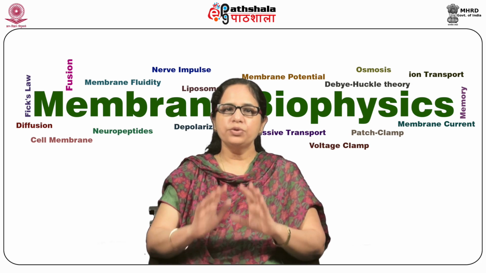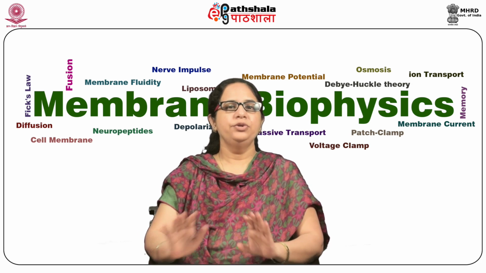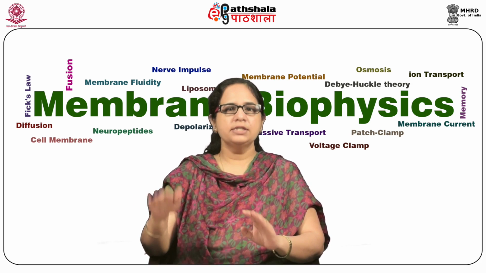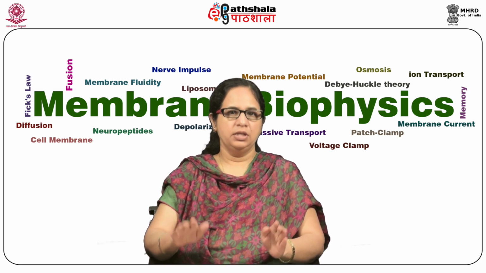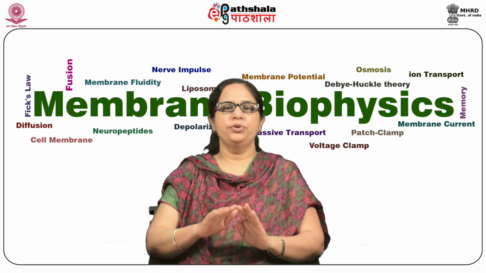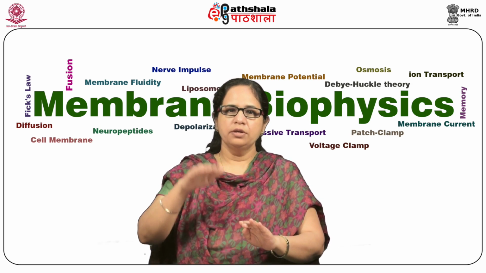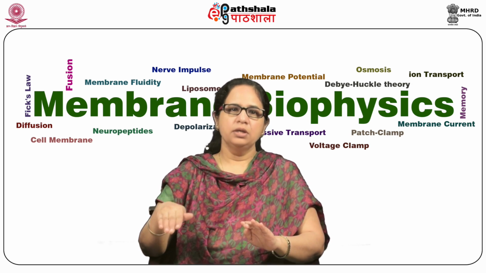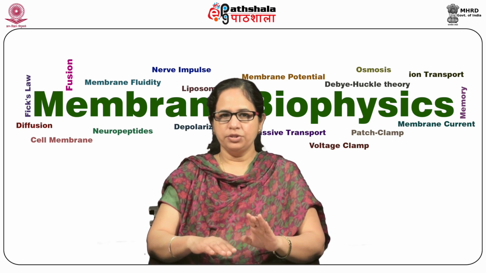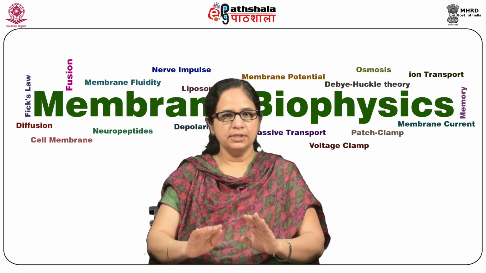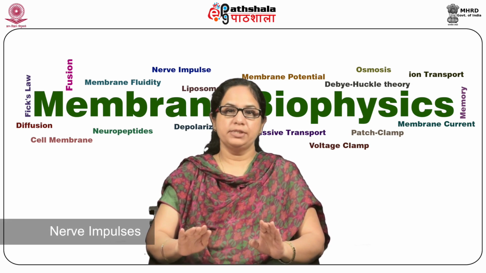Now coming to neuronal communication. Neurons communicate by sending electrical signals. These are called action potentials. Action potentials are produced by the movement of ions across the neuronal membrane. Neurons carry information or messages in the form of electrical signals. These are called nerve impulses.